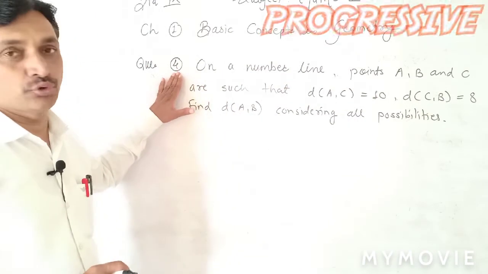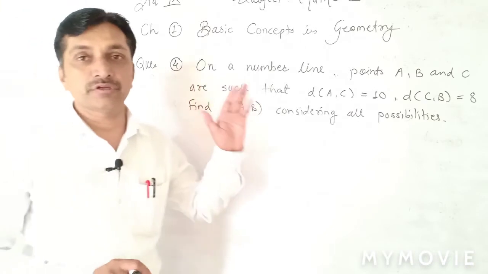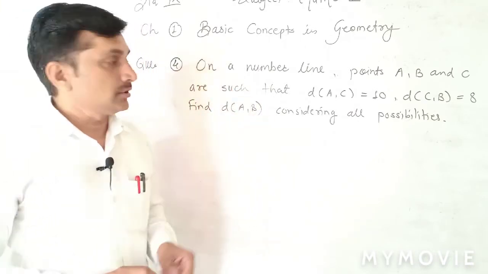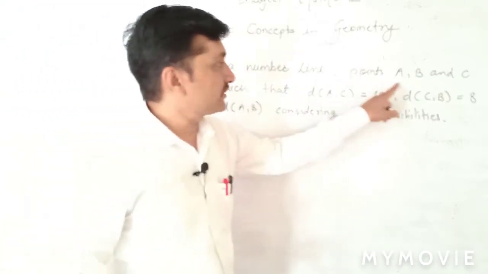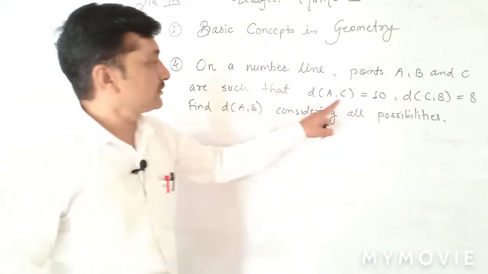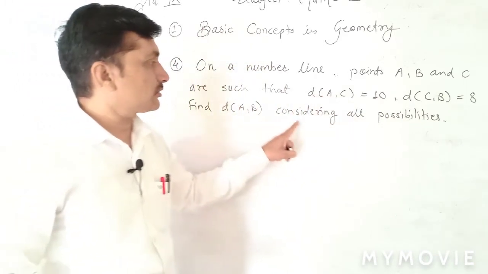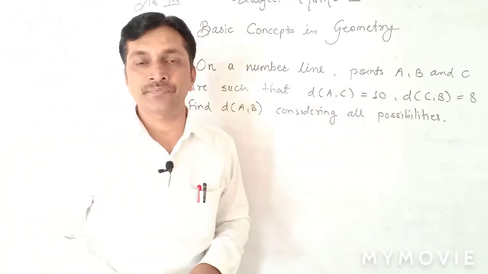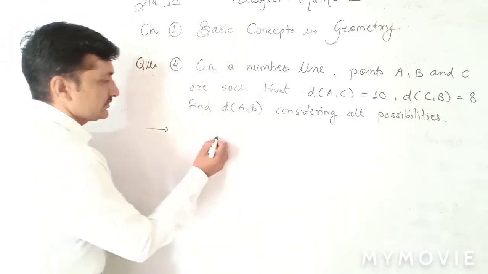from question number 4. In the previous video we studied 3 questions. Now question number 4 is: on a number line, points A, B, C are such that distance AC is 10, distance CB is 8, find AB considering all possibilities. If we draw the figure, there are 2 possibilities.